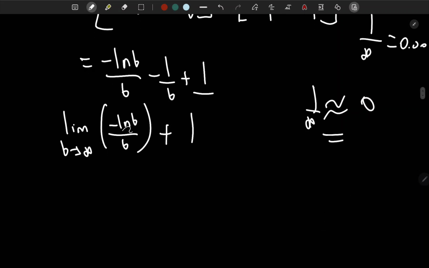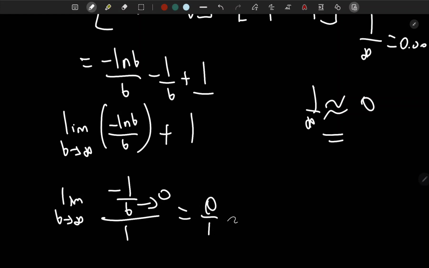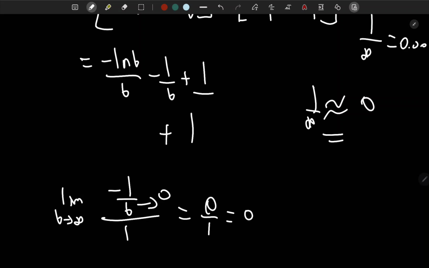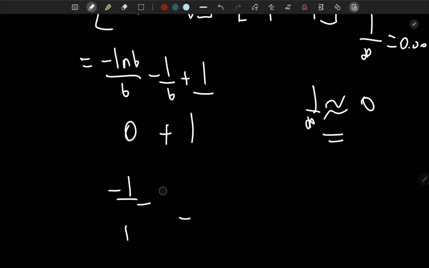So here, the derivative of minus ln b is minus 1 over b, over the derivative of b, which is just 1. And if we now find the limit as b approaches infinity, this is 0, since a number divided by infinity is 0. So we will be left over with 0 over 1, meaning that this is equal to 0. So now we can conclude that this limit is also 0. So now all that's left here is 0 plus 1, and the final answer is 1.